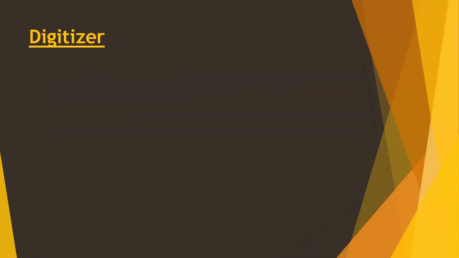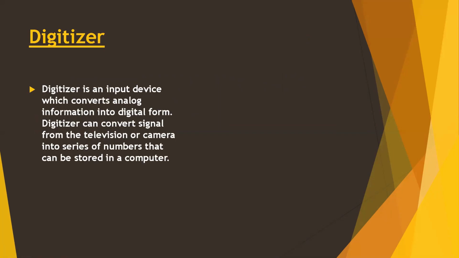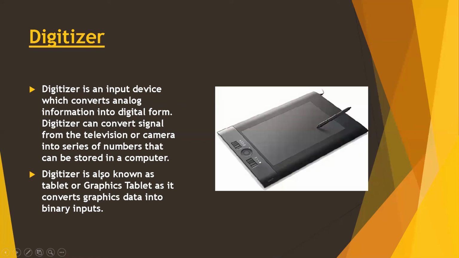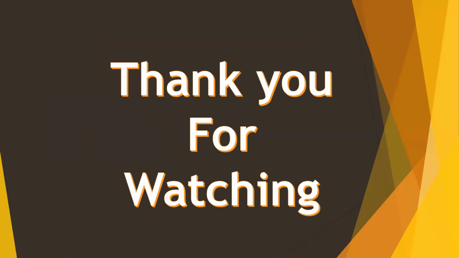Then lastly, we have the digitizer. A digitizer is an input device which converts analog information into digital information. A digitizer can convert signals from a television or camera into a series of numbers that can be stored in a computer. A digitizer is also known as a tablet or graphics tablet as it converts graphics data into binary inputs. So this is what a digitizer looks like. Clear with that? So this completes the input devices.